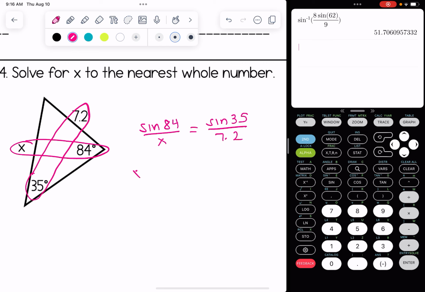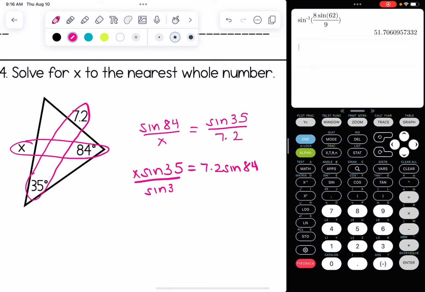All right, let's cross multiply here. And when you're writing your proportion, by the way, it doesn't matter. Like I did sine of 84 over x as the first fraction. If you had that as your second fraction, that does not make a difference. Also, when you cross multiply, it doesn't matter which diagonal you choose to multiply first.